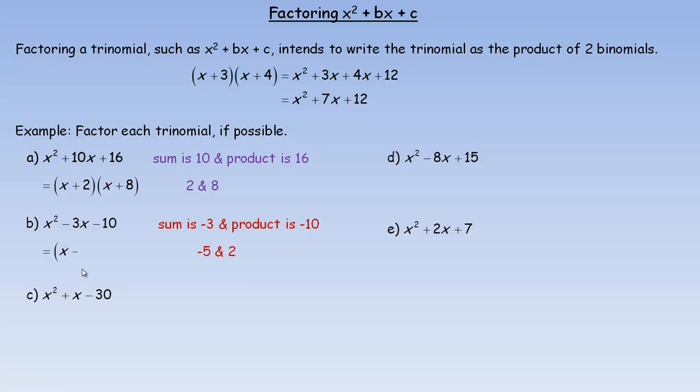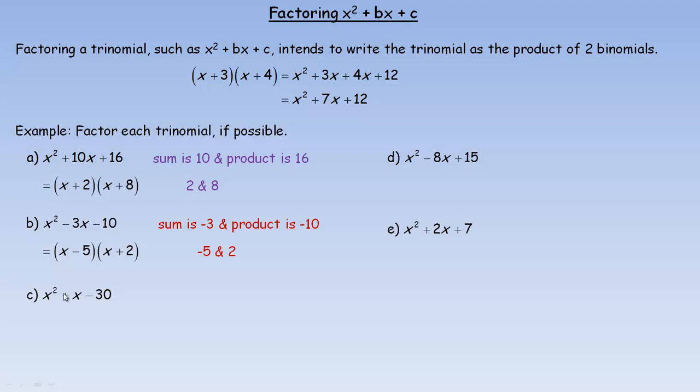And so the factors of this trinomial would be x minus 5. Notice I said negative 5 here, so that's why it's x minus 5. And positive 2 means it's x plus 2. And again, you can multiply those together and check that it does work out to x squared minus 3x minus 10.